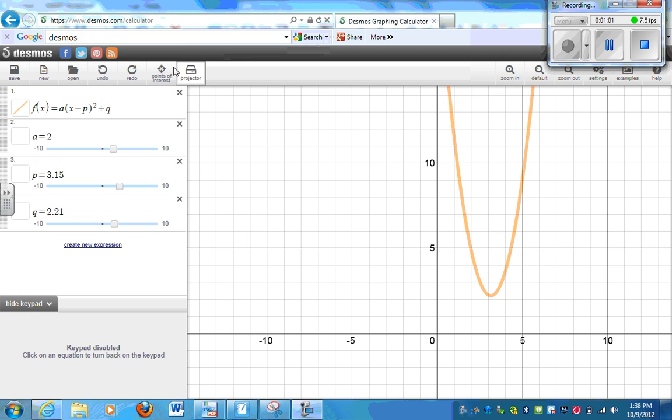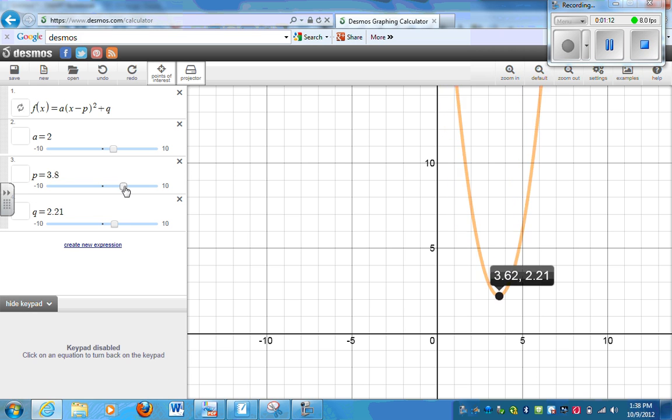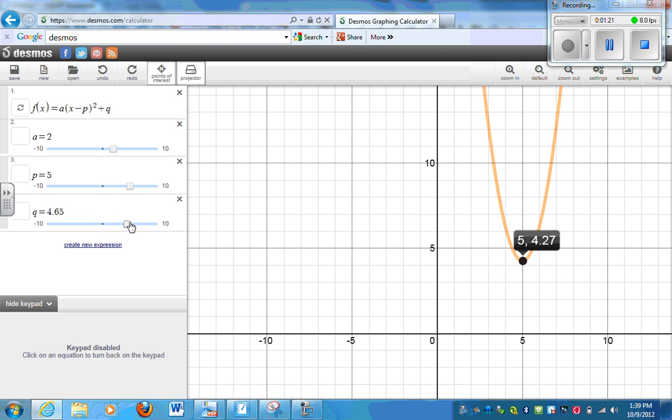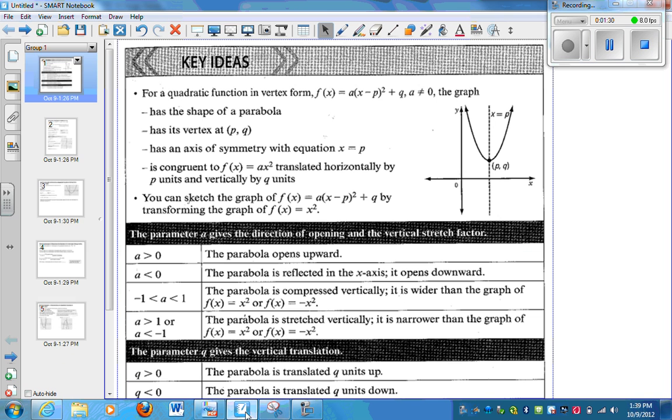Okay, there's a couple of points of interest, and the first is my vertex. You'll notice my vertex is at 3 and 2.21. Now look what happens when I change my value. As this gets bigger, as I put 5 here, look what happens to the vertex. Similarly, if I change the value here to 5 or 6, notice what happens to my vertex. So it looks like the values P and Q are really important to the vertex. It has its vertex at P and Q.